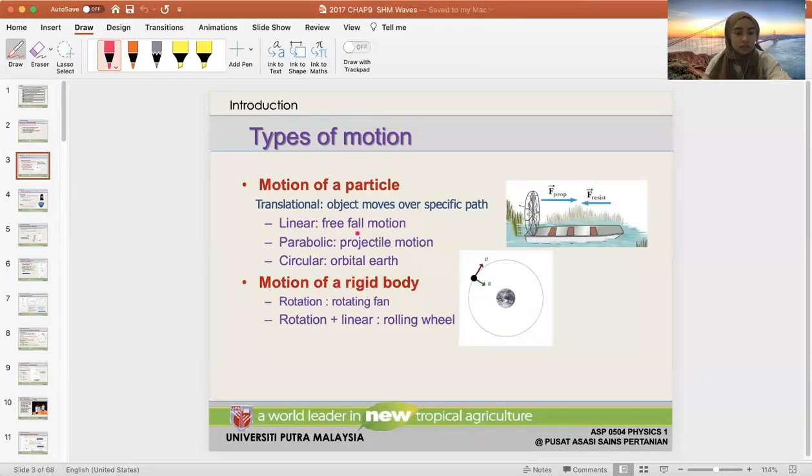Okay. Next, the motion of a particle. We know that we have translational, where the object moves over a specific path. You have linear, which is free fall motion. You also have parabolic, which is a projectile motion. You also have circular, like orbiting the Earth, moon orbiting the Earth. You also have motion of a rigid body, rotation, rotating fan, rotation plus linear, rolling wheel. So we have learned all these motions, motion of a particle and motion of a rigid body. Okay, so we have learned a lot of motions.